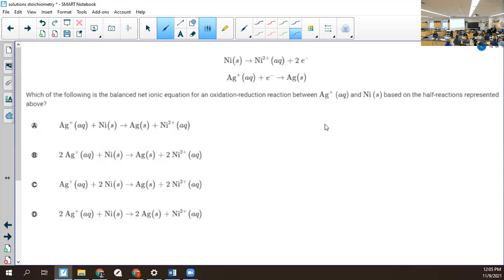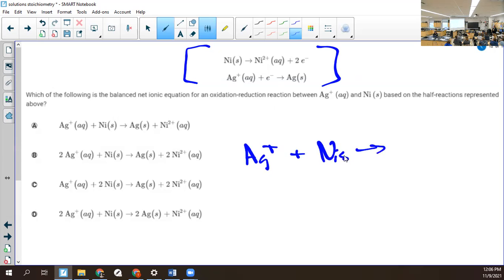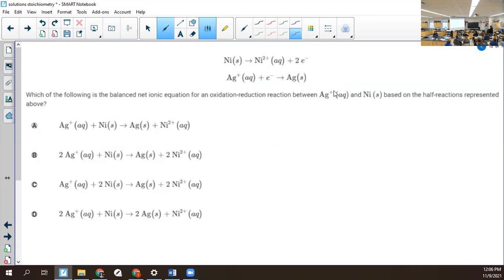Okay, so you have these two half reactions. Now, we haven't maybe written it as a half reaction, but it's the whole thing, it's just Ag plus Ni solid goes to Ag plus Ni plus 2. Like it's just broken into two parts. I don't want to write more or I'll write the whole thing for you. So see if you can figure that one out in a second.